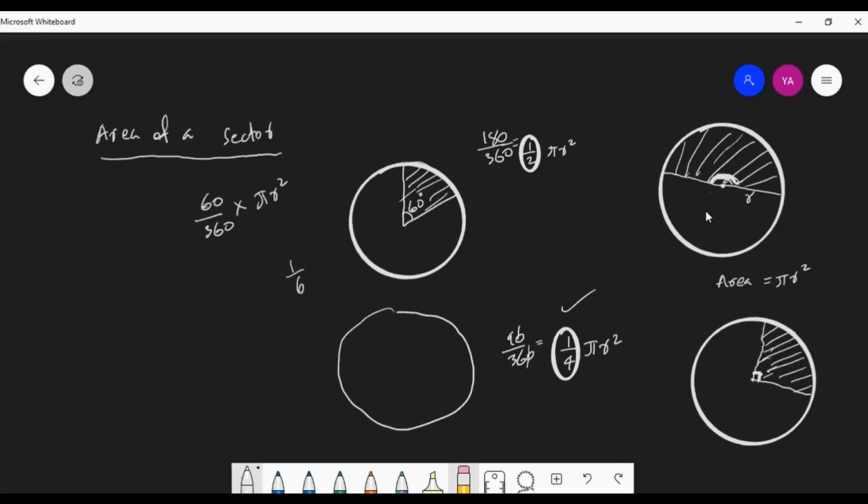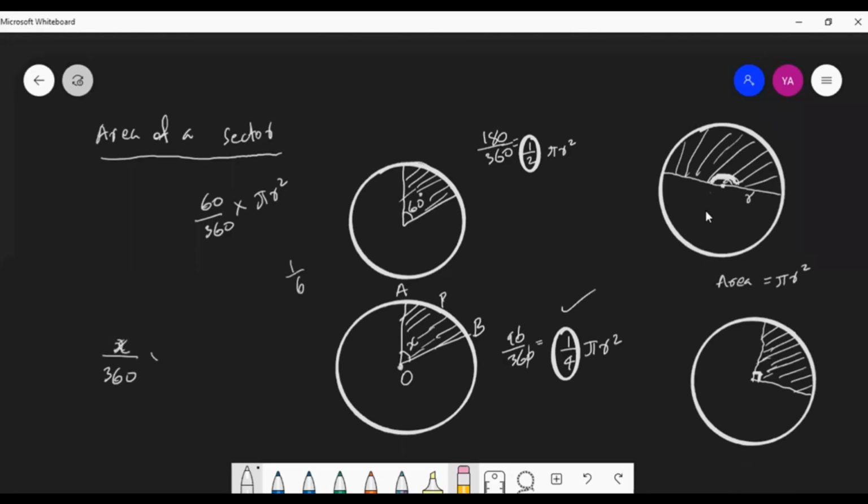Suppose there is one sector with central angle x degree. So this is the center of the circle, and X is the angle of the sector. We can name the points A, P, B, O. So what will be the area of the sector if the angle at the center is X? X by 360 into pi r square. This will be the area of the sector.